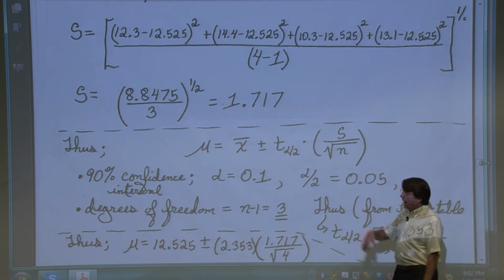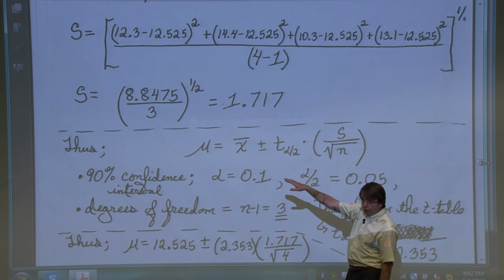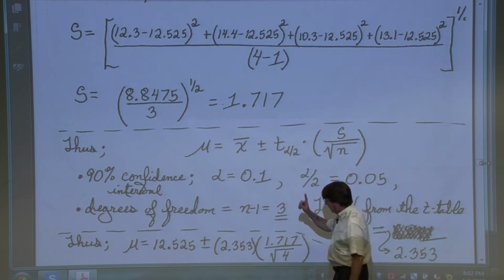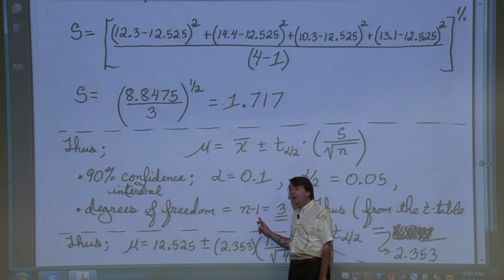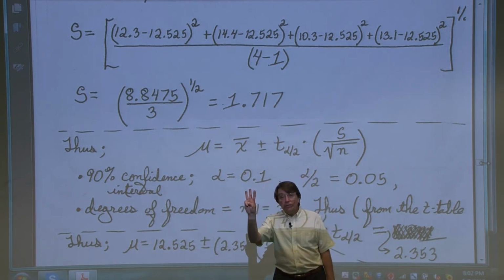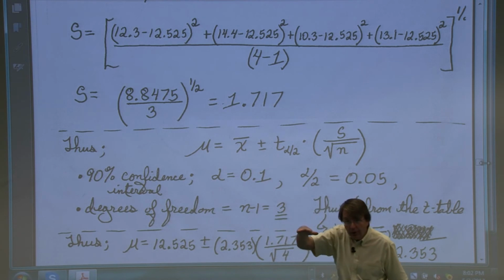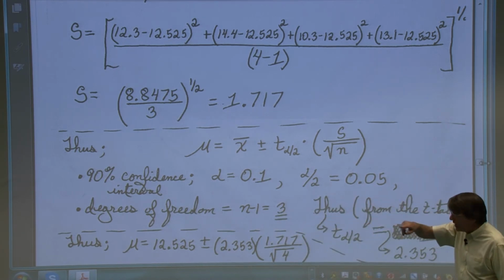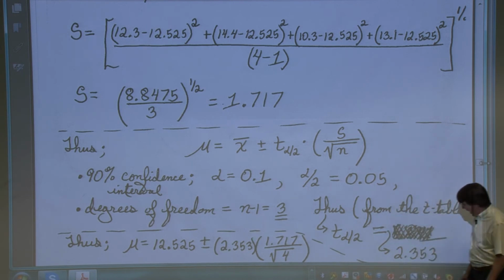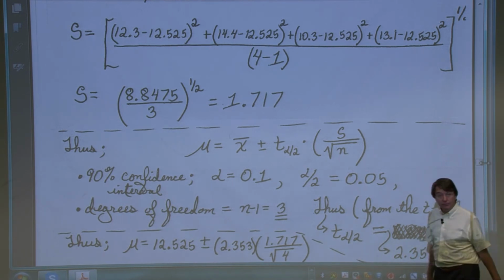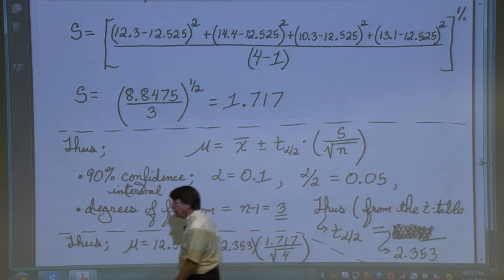Now what do I do? I go down the rows on the table. Be careful, don't make a mistake. I have to use degrees of freedom, which is n-1. So we had 4 samples. Degrees of freedom is 3. So go down to the row with 3. Read across till you get to alpha over 2 is 0.05. And we get a value of t alpha over 2 to be 2.353. At this point, you're done. It's now just plugging it in.